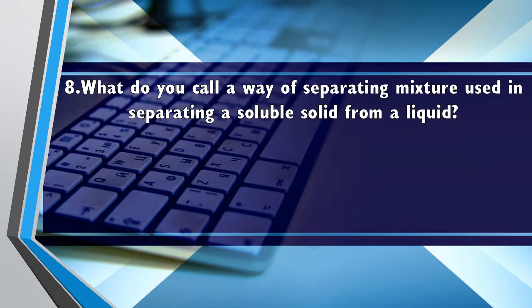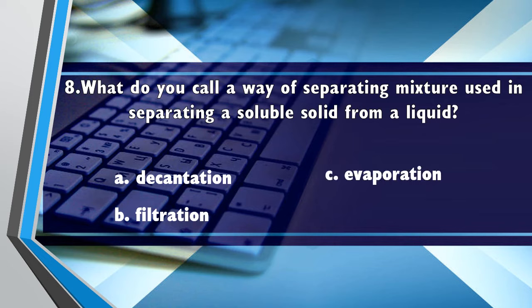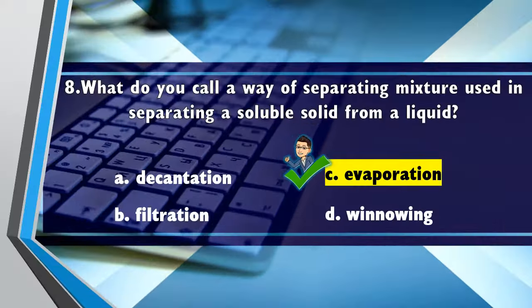Number 8. What do you call a way of separating mixture used in separating a soluble solid from a liquid? A. Decantation. B. Filtration. C. Evaporation. D. Winnowing. The correct answer is letter C. Evaporation.